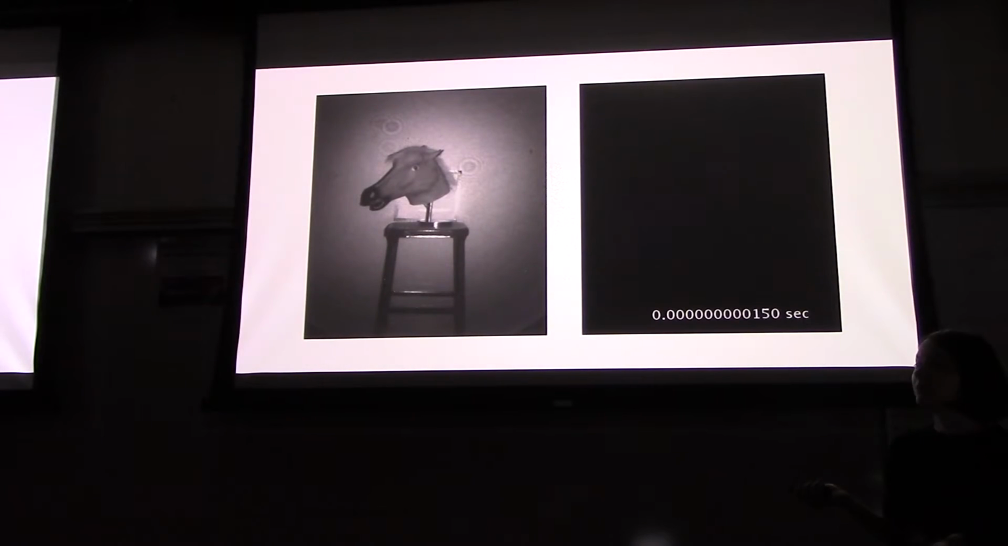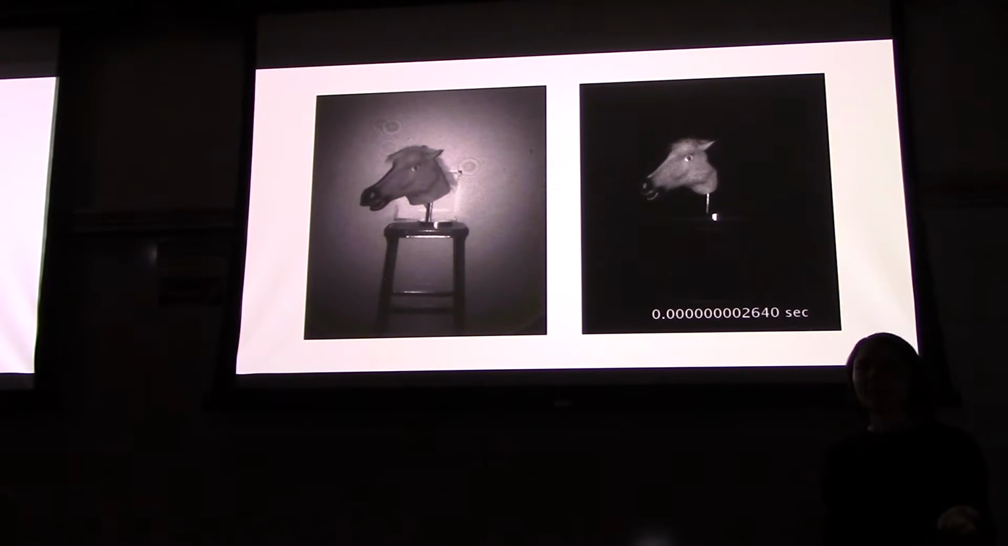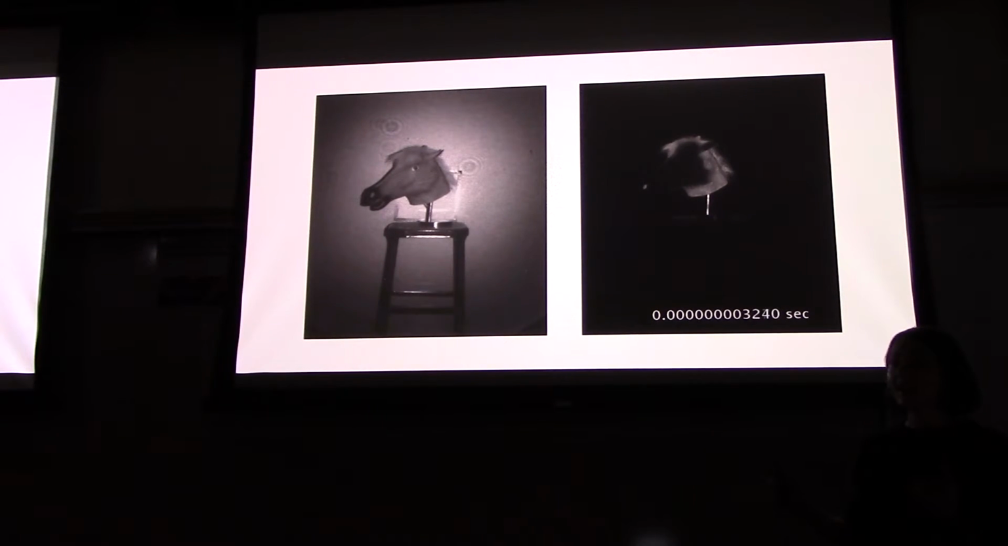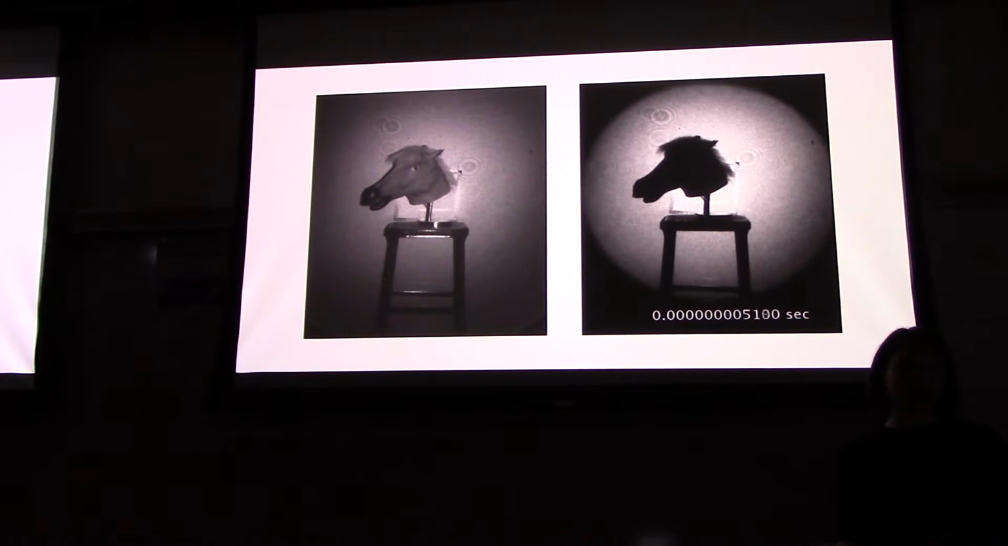And of course we couldn't bring a real horse to the lab, so we used this plastic mask. But I want you to notice that whereas Muybridge was using light to capture the motion of a horse, we are doing the reverse. We are using the horse to capture the motion of light.